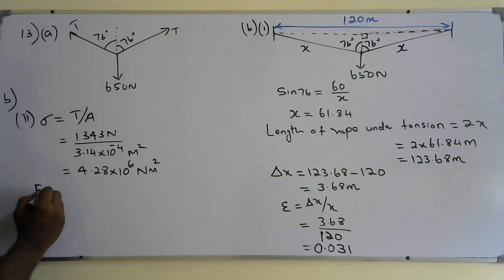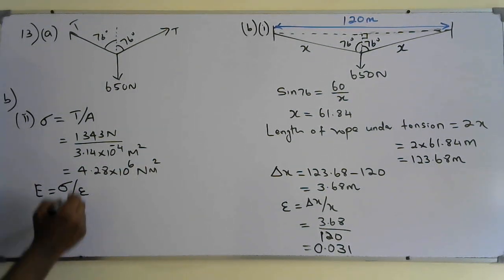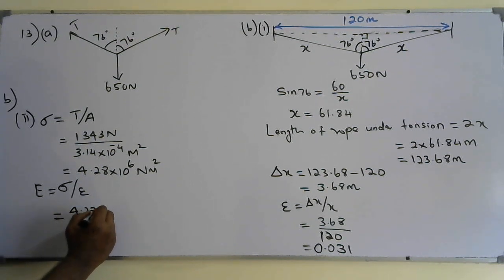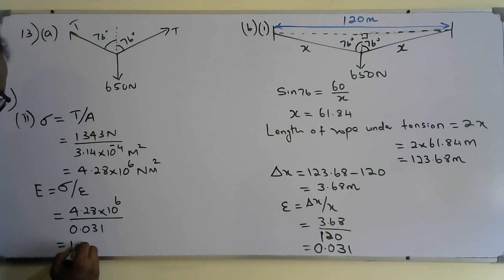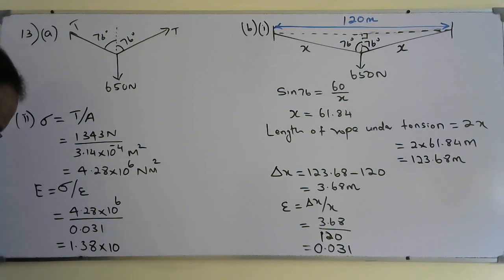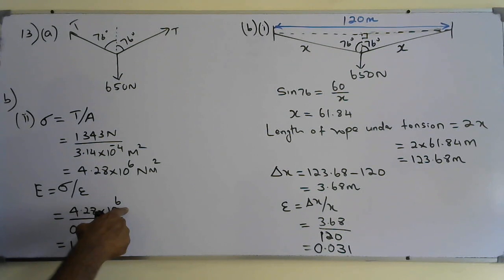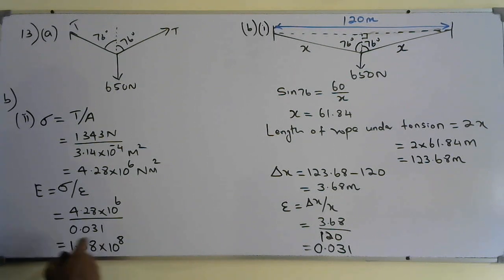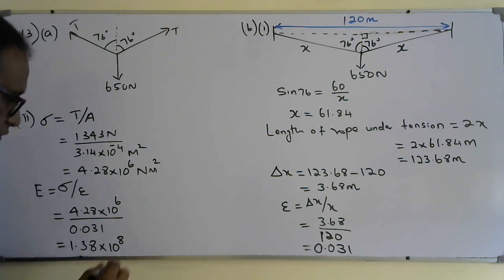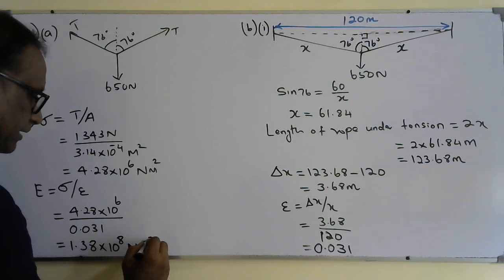So Young modulus is equal to tensile stress over tensile strain. Tensile stress 4.28 times 10 to the power 6 divided by strain, which we found, 0.031. So that will be 1.38 times 10 to the power 8. Newton per meter squared is the unit of stress. Strain has no unit. So the final answer, Young modulus, has the same unit as the stress, Newton per meter squared, or you can give it in Pascal.